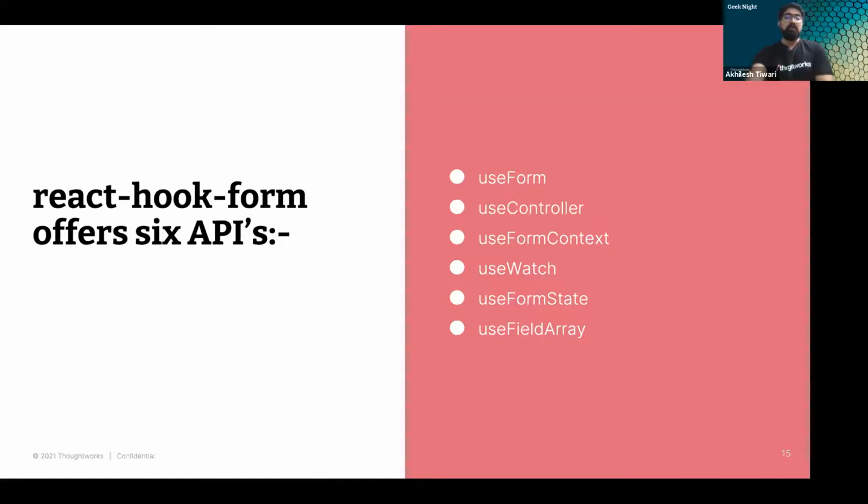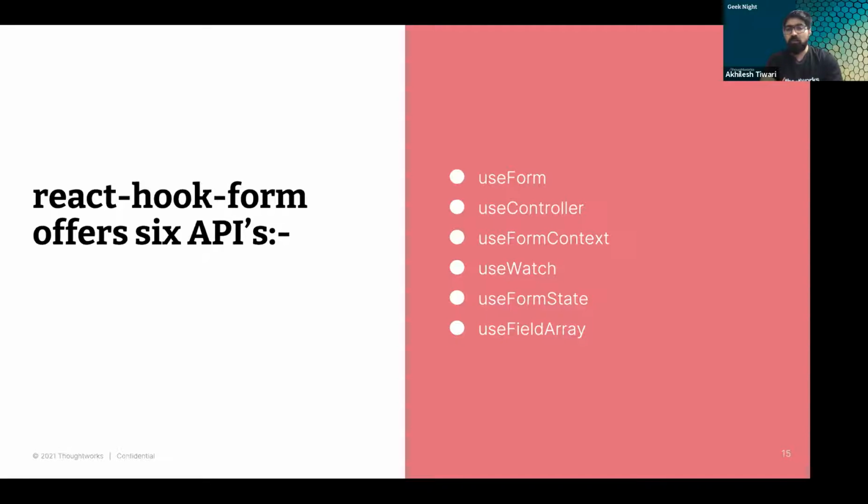So let's talk about the 6 APIs which React Hook Form offers. The first one is useForm. This hook helps in managing our form. Usually it gives us almost everything. Invoking this will provide us with methods like register, control, watch, and other functionalities which help in handling the forms easily. The next one is useController. What it does is it helps us in creating reusable controlled components, and we will see some examples in the future slides regarding the same.